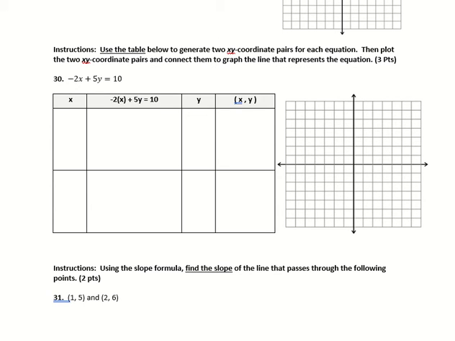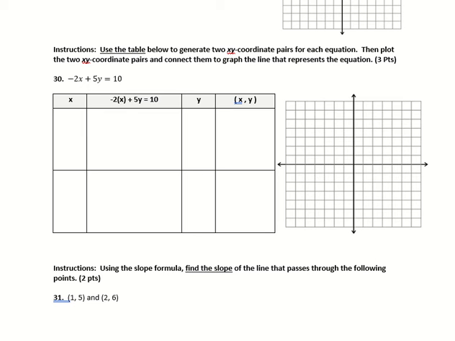Instructions. Use the table below to generate two xy coordinate pairs for each equation. Then plot the two xy coordinate pairs and connect them to graph the line that represents the equation. Number 30. Negative 2x plus 5y equals 10.